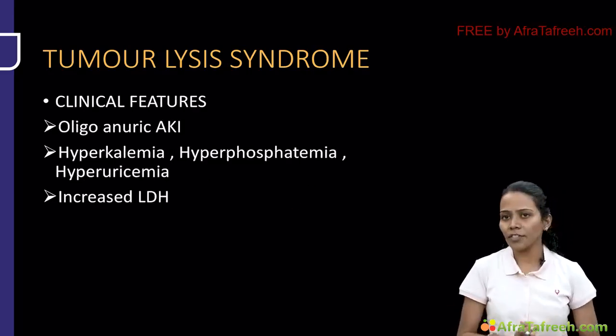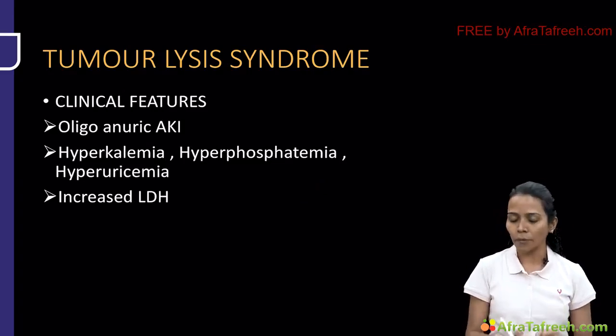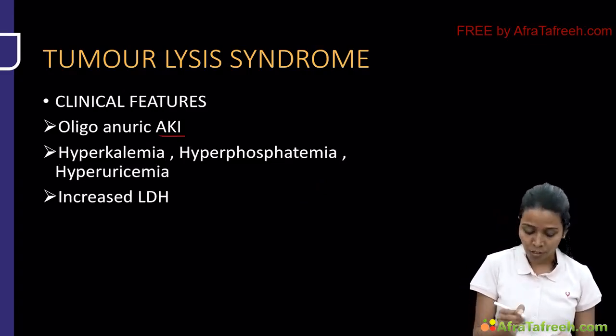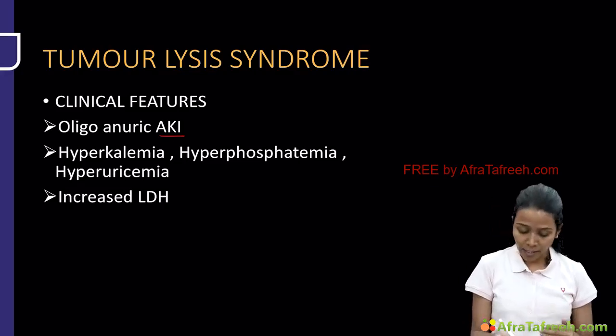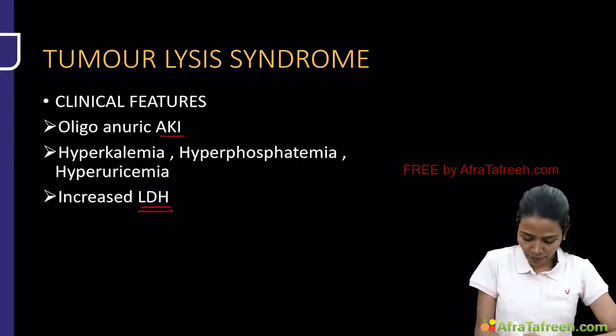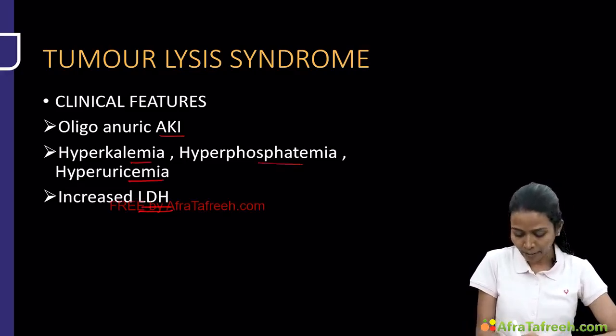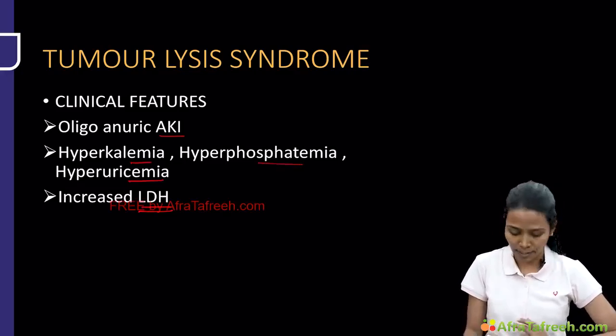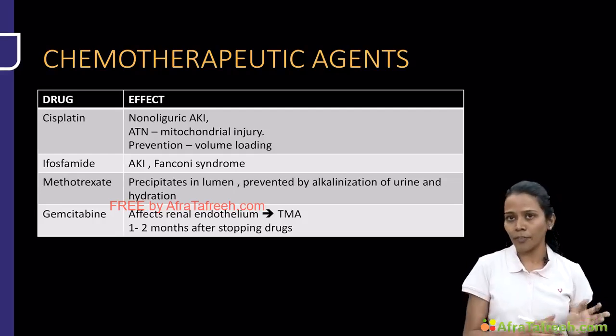Now, clinical features: because there is going to be crystal formation, the urine output is going to reduce, oligoanuric AKI. There's going to be lysis, right? So LDH is going to be high. There is going to be hyperkalemia, hyperphosphatemia and hyperuricemia. So these three things can be seen. Okay, so that's about tumor lysis.